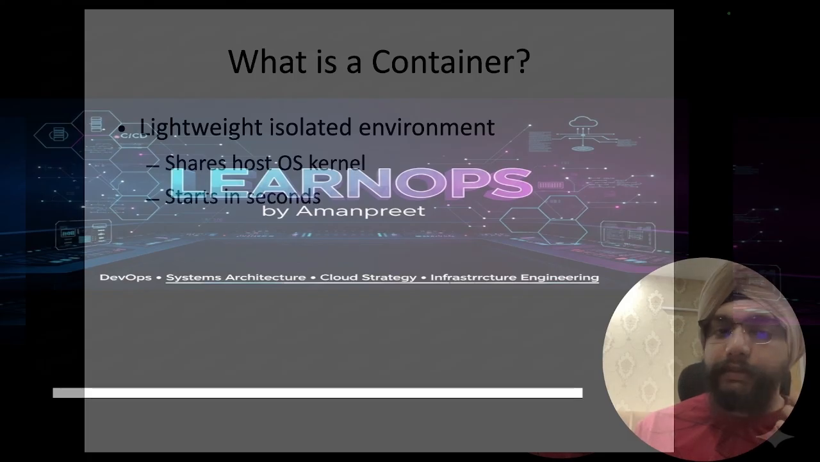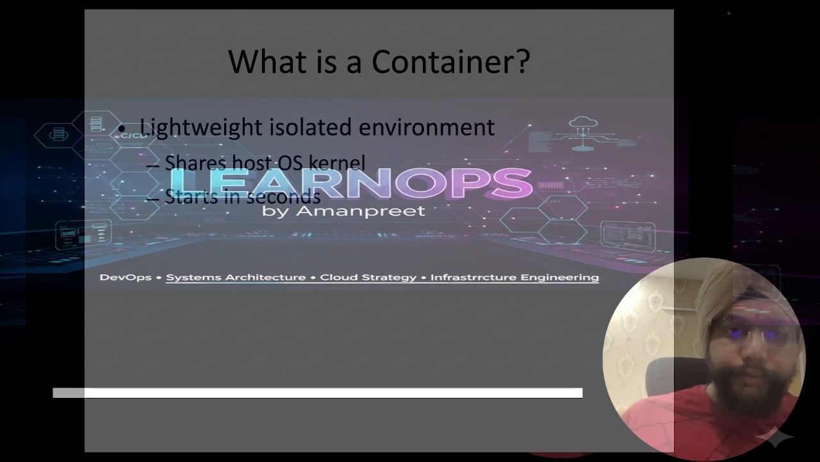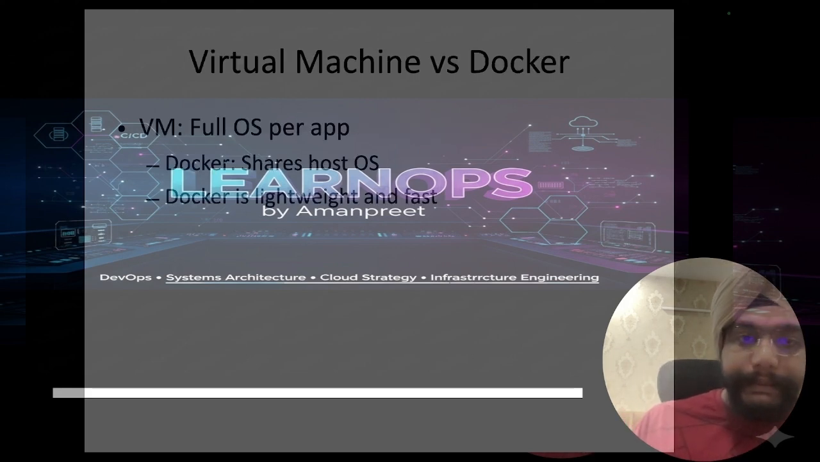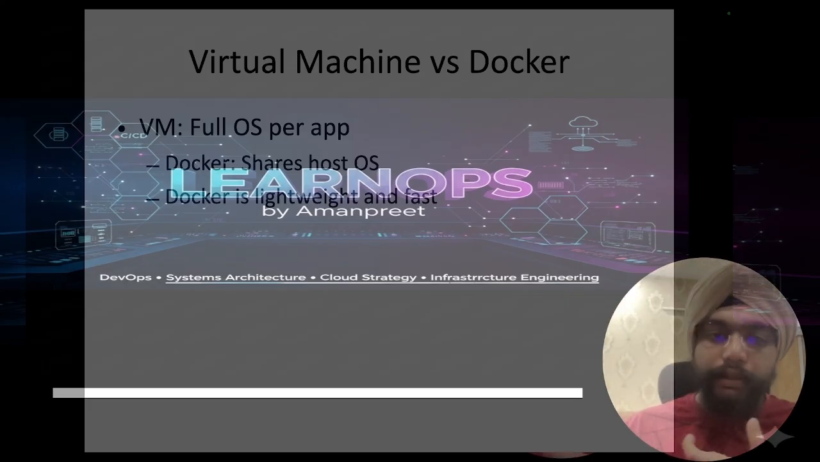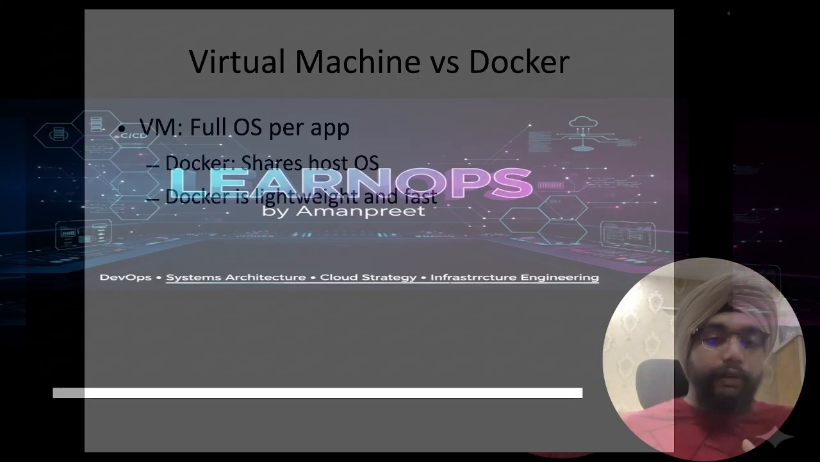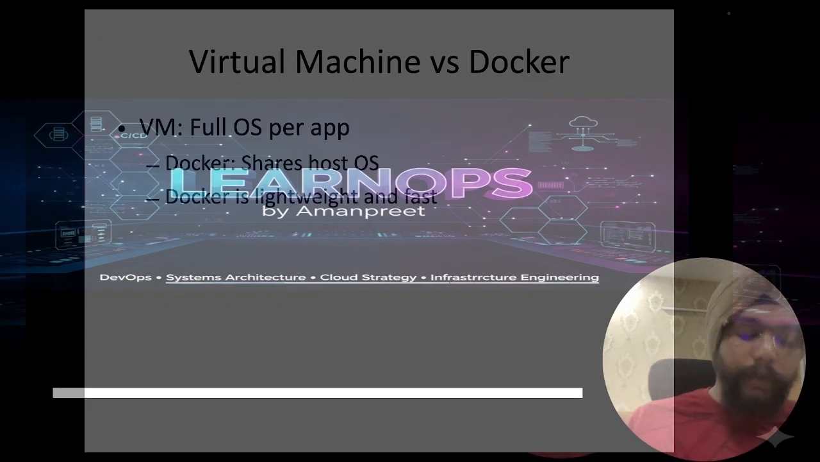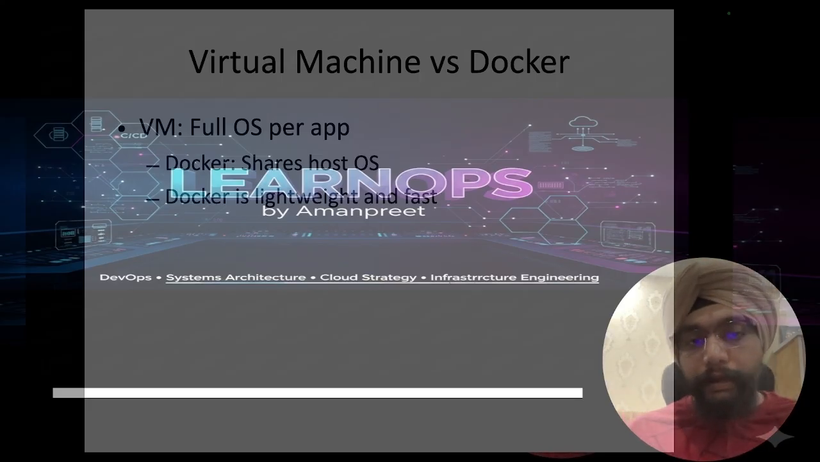What is a container? As we say, a container is a lightweight, isolated environment that shares the host OS kernel and starts in seconds. Virtual machine versus Docker: a virtual machine is a full operating system where your apps are running. But in Docker, you share the host kernel and then your app starts running, and this is called lightweight. So in a VM, one server runs one application, but in Docker, there is one kernel, and on top of that Docker, many applications can run.